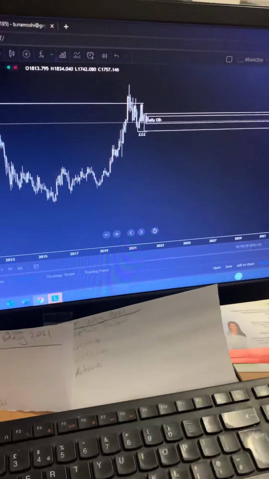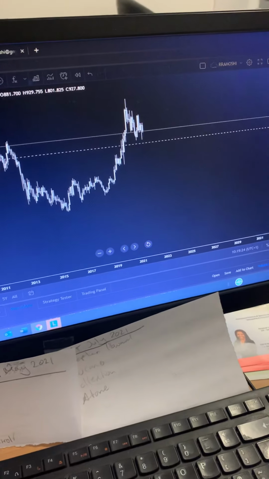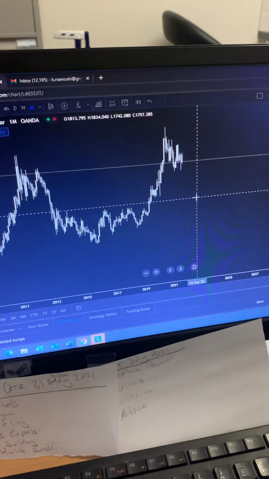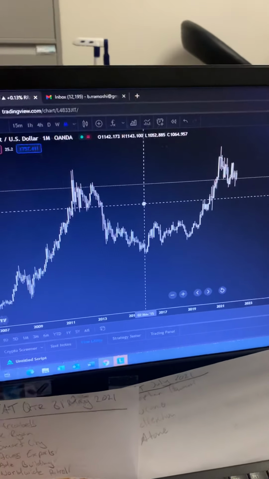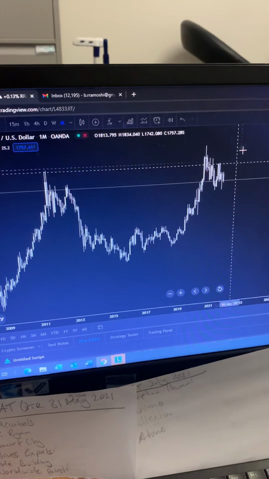Cool. Quick little rundown on gold. If I remove the drawings, basically this is the monthly chart. I'm just going to do my top down analysis. So yeah, this is my monthly chart. Straight away you can notice that we're basically at all-time high territory.